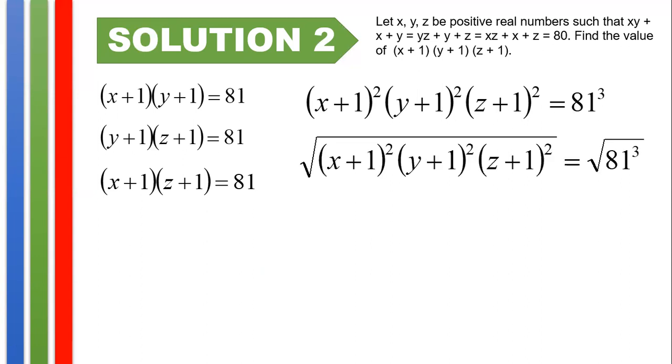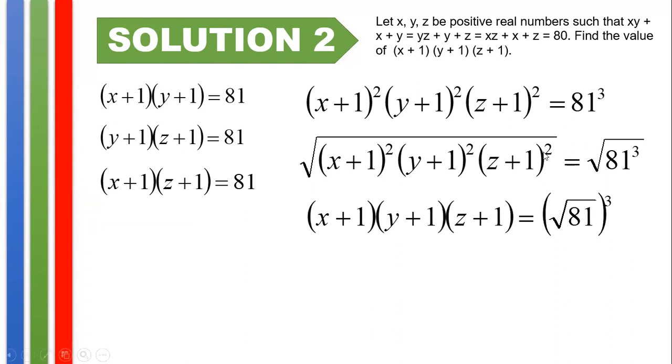Now, what we are after is only the product of x plus 1, y plus 1, and z plus 1. But since you could see that they are all squared, hence we need to get the positive square root of both sides. I just have the positive square root of both sides instead of placing a plus and minus, because all the numbers here are positive real numbers, and if you add 1 to any positive real number, it will be positive. The product of the three numbers will also be positive. Hence, I took only the positive square root, or the principal square root.